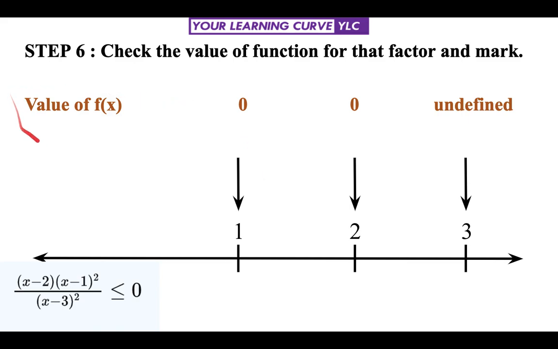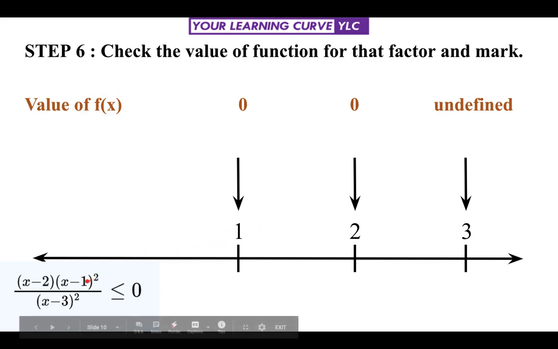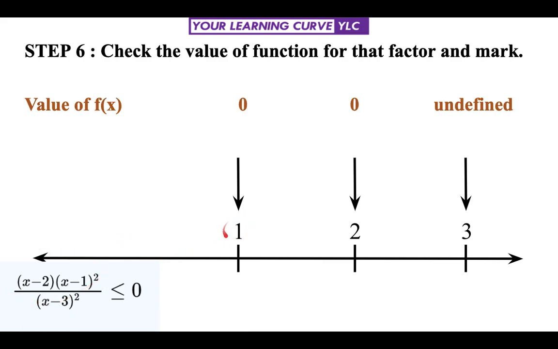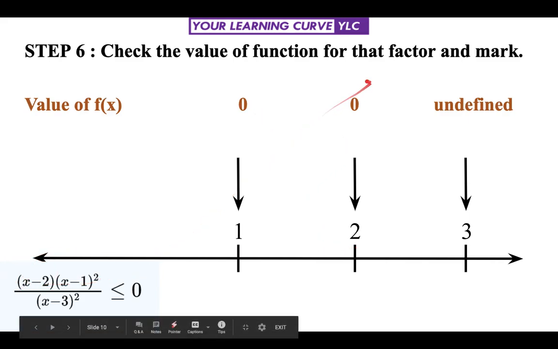So I mean that for x is equal to 1, if I put x is equal to 1 in this expression, this factor will become 0 and these two will be minus 1 and minus 2. So the entire result is what? 0. So the value of the expression for x is equal to 1 is 0. Similarly for 2, this factor becomes 0, the value of the expression is 0.